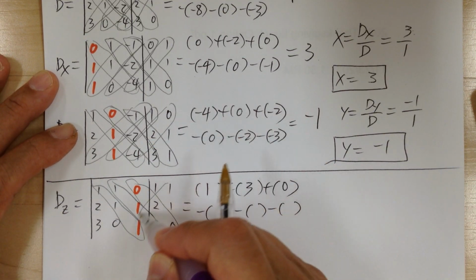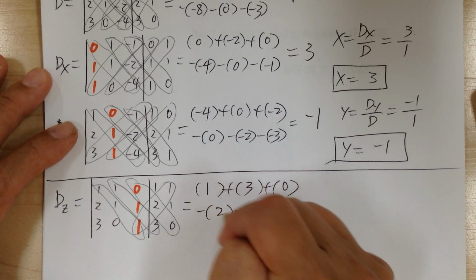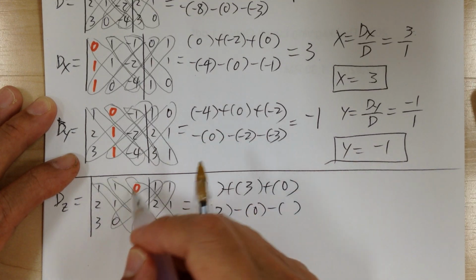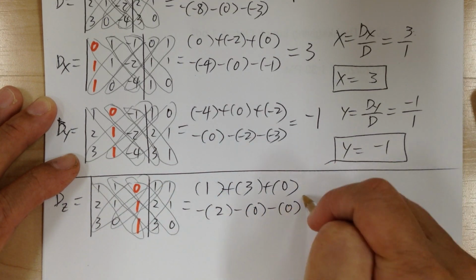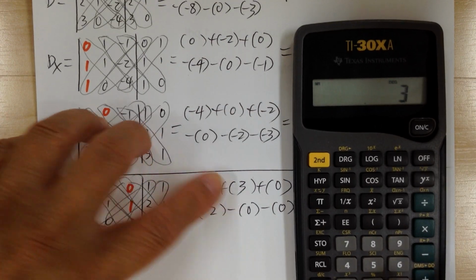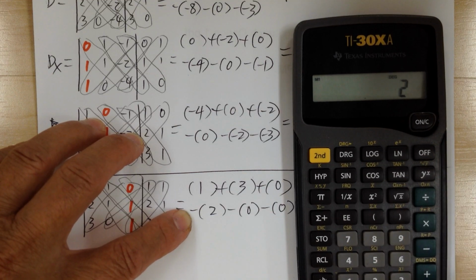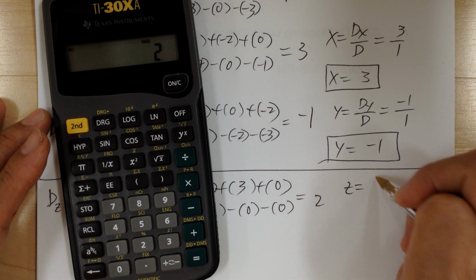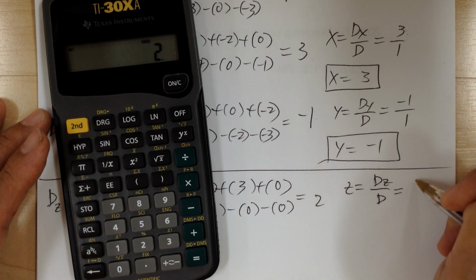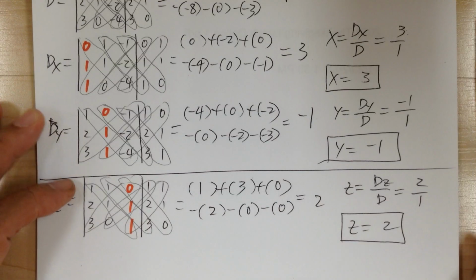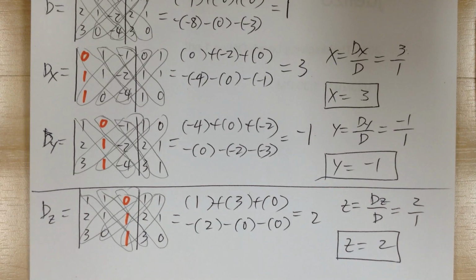The opposite diagonal is equal to 2. This diagonal equals 0. This diagonal equals 0. Okay, so that's going to add, so it'll be 1 plus 3 minus 2. Okay, so equal to 2. So z equals dz over d, so equals 2 over 1, so z equals 2. Okay, and that's it. Okay, let's go to the next one.